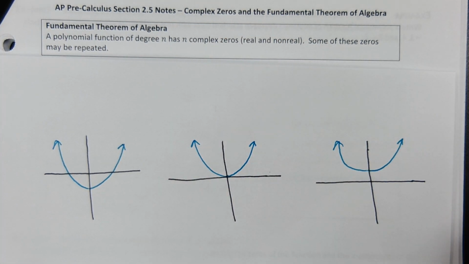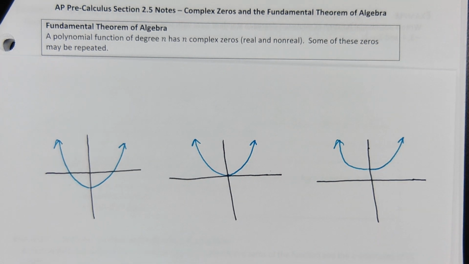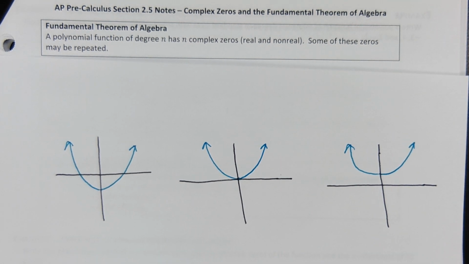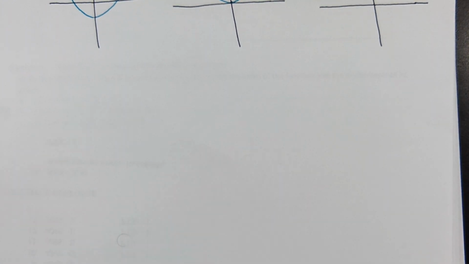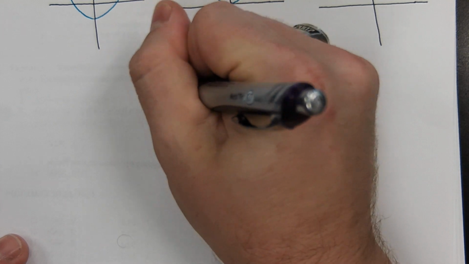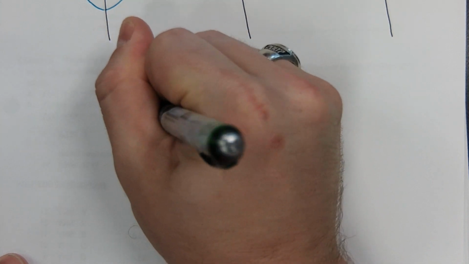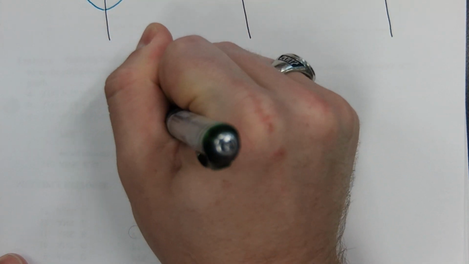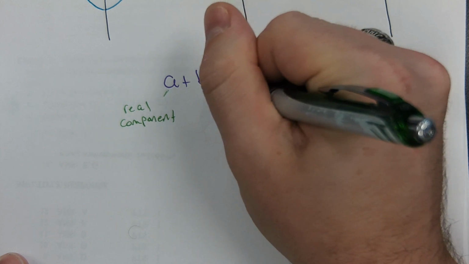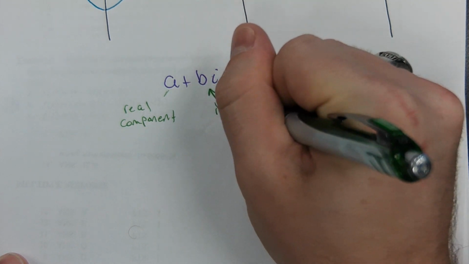Time for a brain bomb. You might not have known this, but all numbers are complex numbers. Maybe we need to review what a complex number is. A complex number is any number written in the form a plus bi, where a is the real component and bi is the imaginary component.